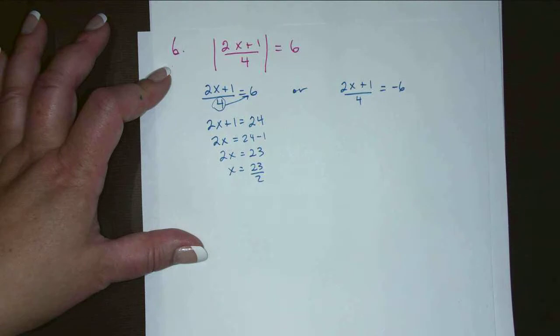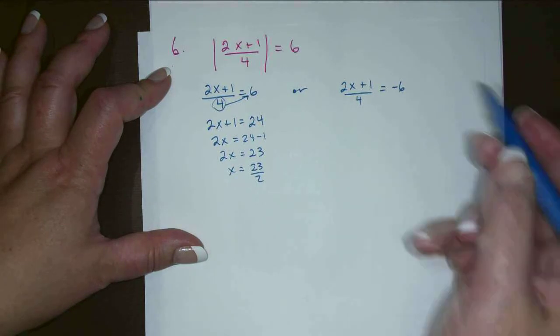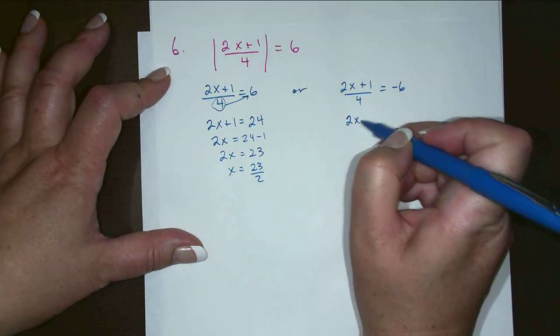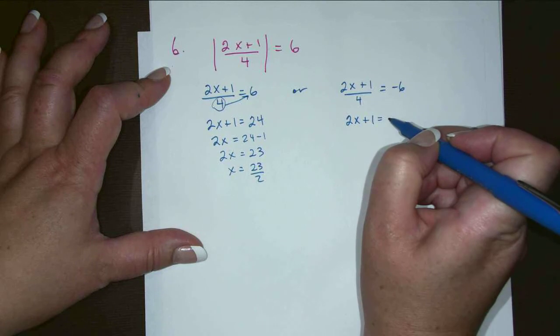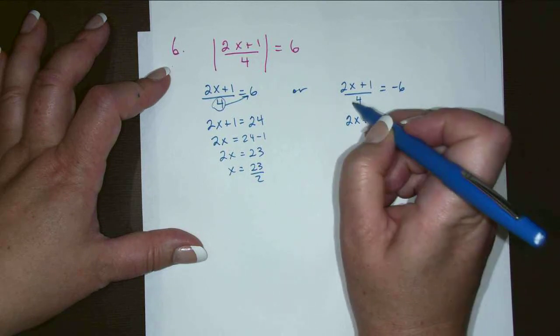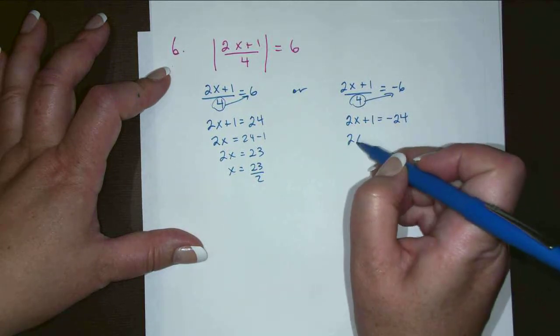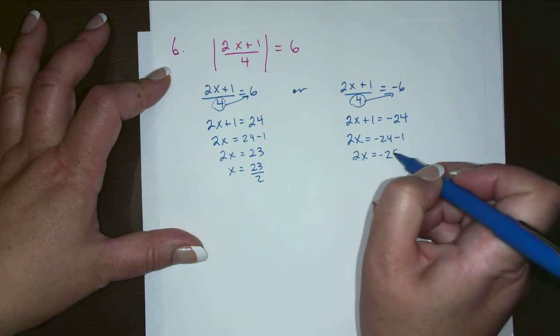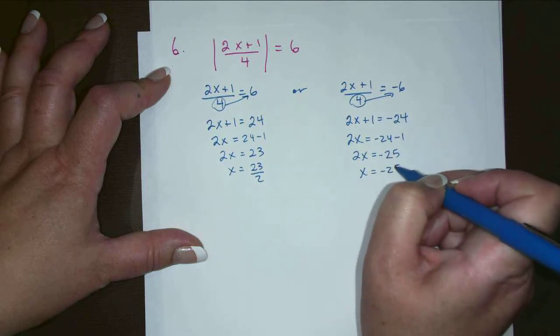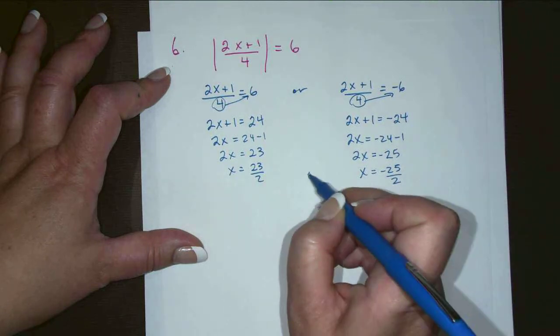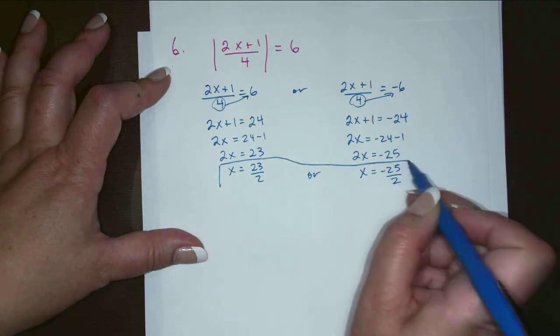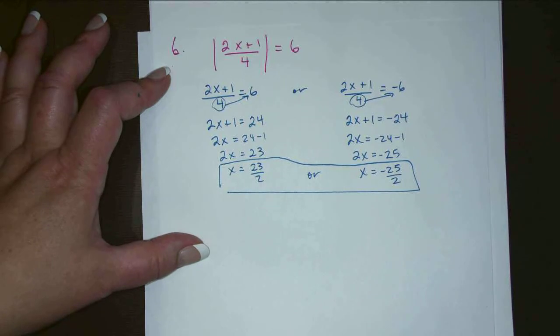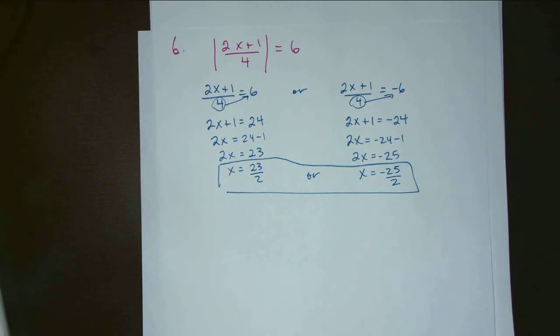So there's our first one. And our second one, minus 6 times 4, minus 24. And we get 2 answers and leave them as fractions, like that. You don't want to put them as mixed numbers. When you're checking your answer, mixed numbers aren't going to really help you.